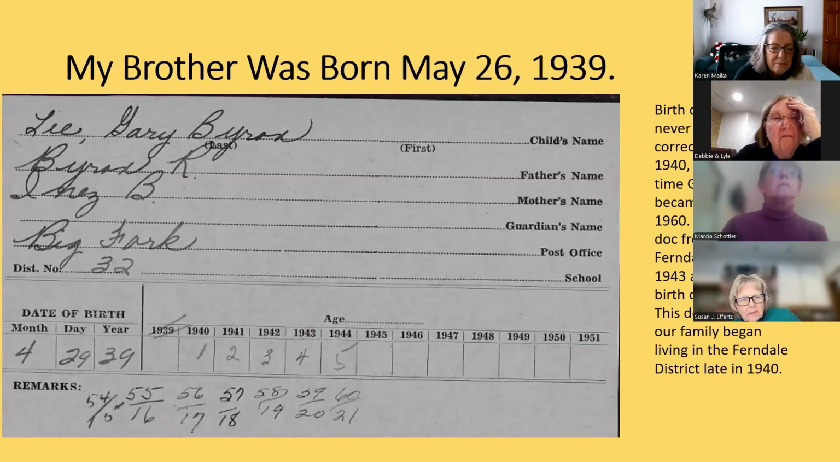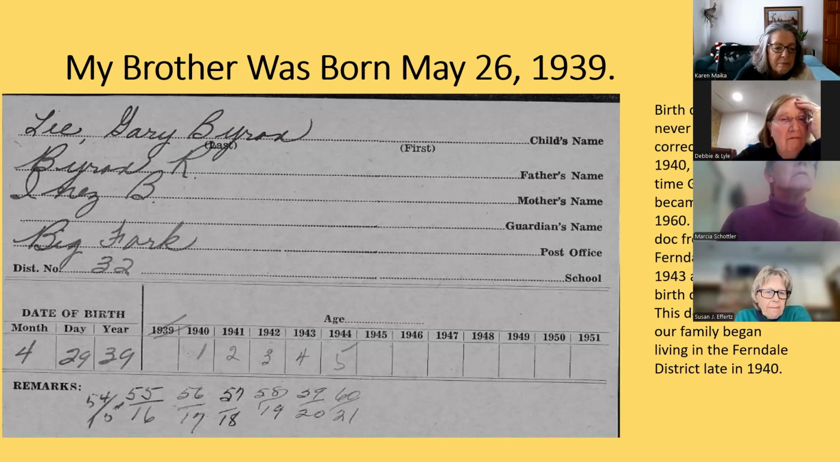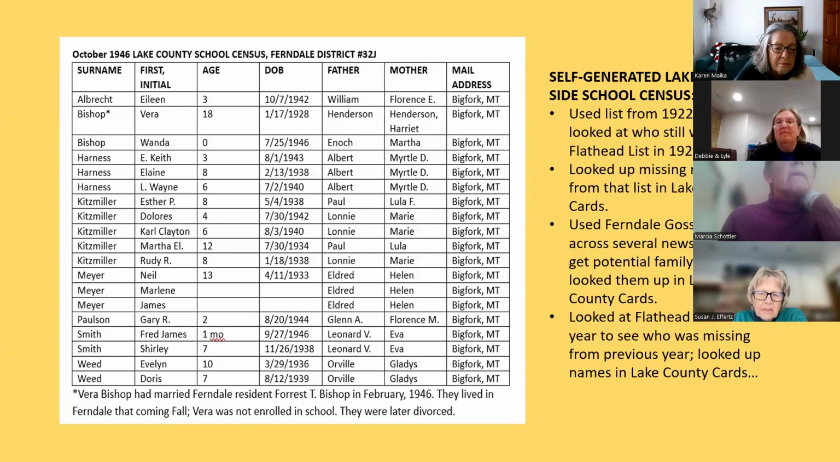Here's a bigger one. My brother, Gary Byron Lee, was born May 26, 1939, but was first recorded by Ferndale, by Mrs. Moose. She got it wrong and kept it, and then recorded, not verified as it was supposed to be, April 29 of 1939. Never, right through the time he was 21 and went off the record, was that card changed. So be aware that when records get changed, it's a problem.